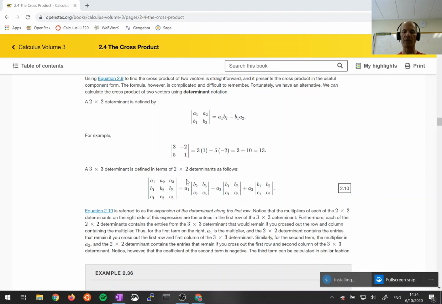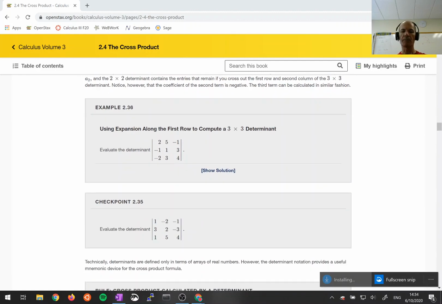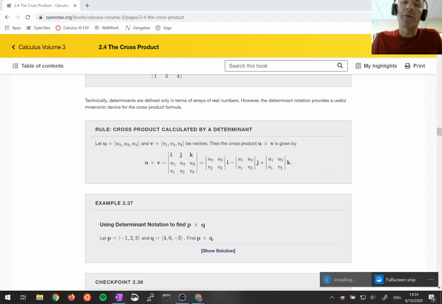I want you to memorize this, because it's how we're going to remember the formula for the cross product of two vectors. If I have two vectors, u and v, and I want to take their cross product, remember that order matters: u first, cross v second. I take the entries in u and make them the middle row, and the entries in v and make them the bottom row. And then the top row is always i, j, k.